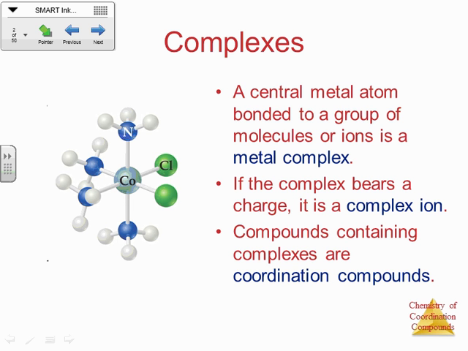So you're going to see all of these terms that sort of mean the same thing, but they're just different nuances of the same idea, okay? So metal complex, complex ion, coordination compound. We're basically talking in all those cases about a metal atom that's surrounded by groups of molecules or ions that are called ligands, okay?